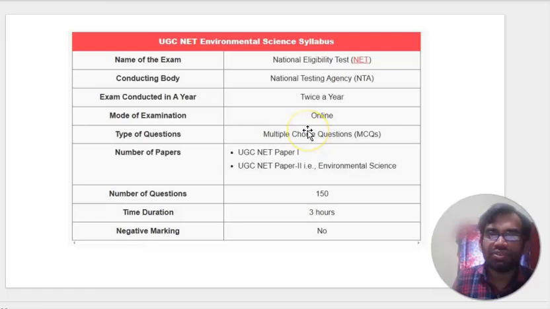So coming to that, our next slide. You can see that the UGC-NET Environmental Science exam is conducted by the NTA, National Testing Agency, and this exam is conducted twice in a year, in online mode, with multiple choice questions. The UGC-NET Environmental Science contains two papers. Paper 1 is common for all and paper 2 is the specialist subject, like Environmental Science. The number of questions is 150, the duration is 3 hours, and there is no negative marking.